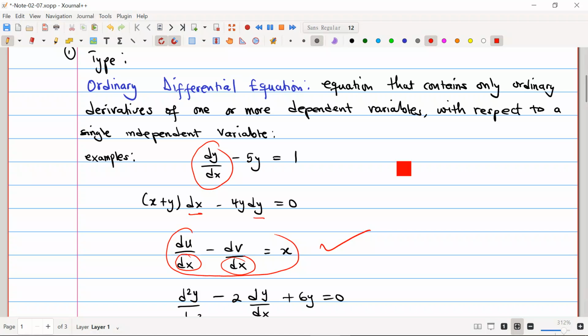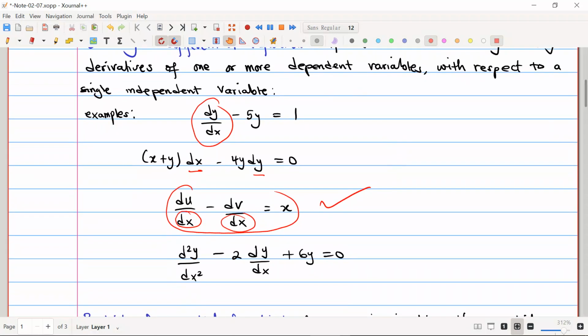You realize you only have ordinary derivatives. What I mean by that is we don't have any partial derivative here. If you're familiar with partial derivatives, you understand what I'm talking about, okay? Another example you can think of is this one as well: d squared y over dx squared minus 2 dy/dx plus 6y is equal to 0, and that is an ordinary differential equation, okay?